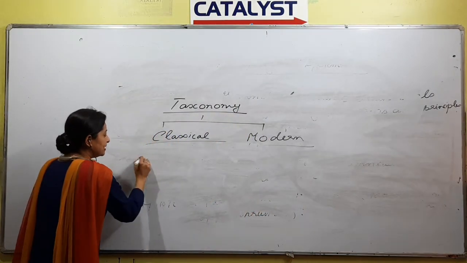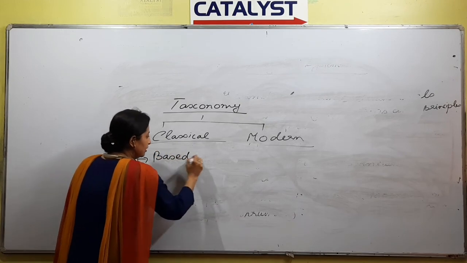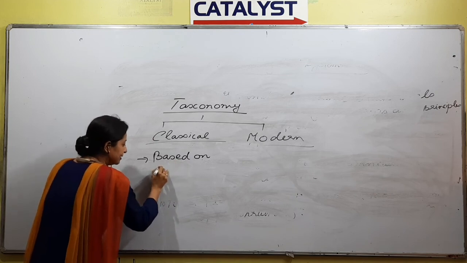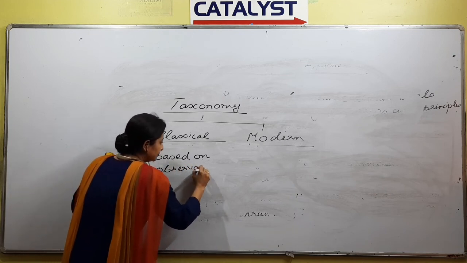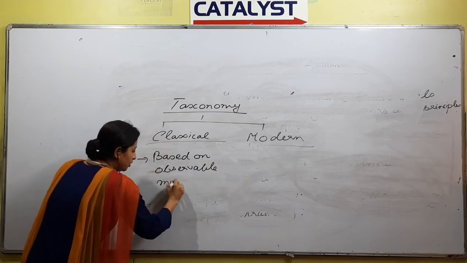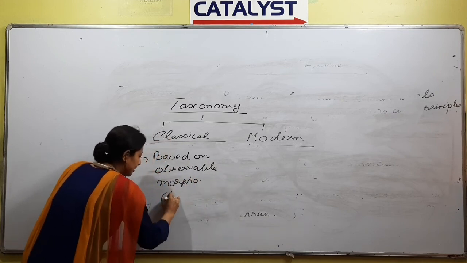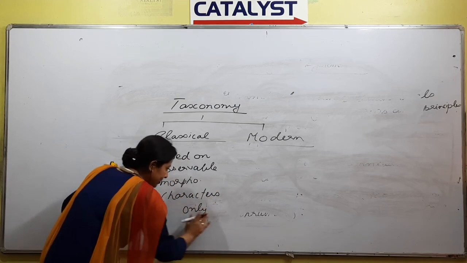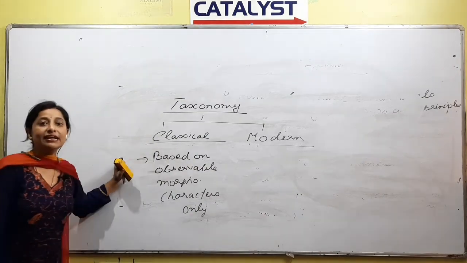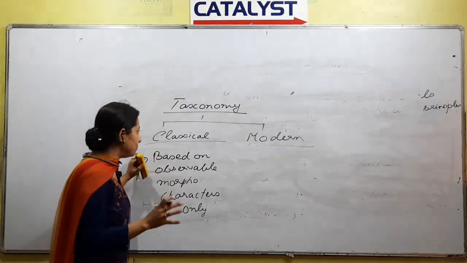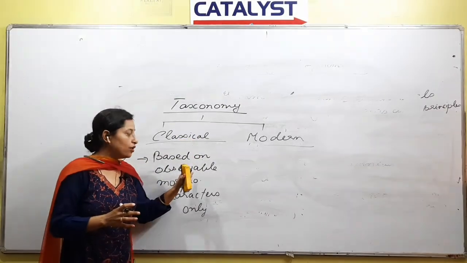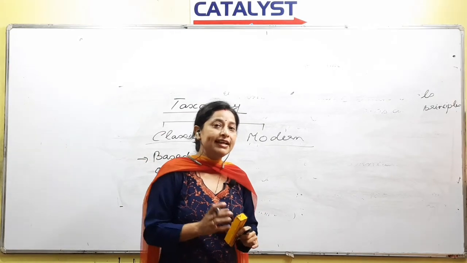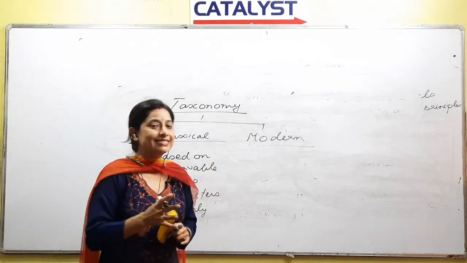So classical taxonomy is based on observable morphological characters only. Why do we need taxonomic studies? So that we can classify that organism properly. If we see all the morphological features and on that basis we try to classify, that type of classification would be called classical.